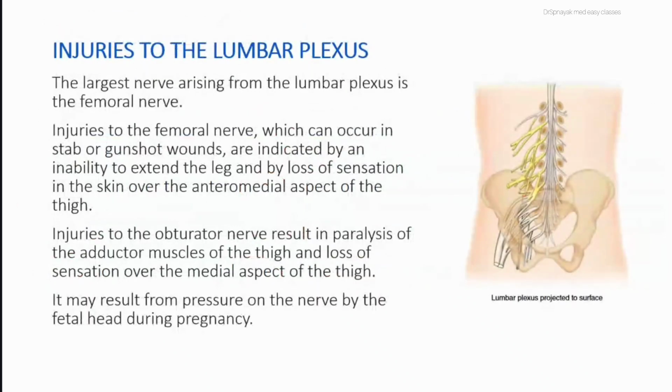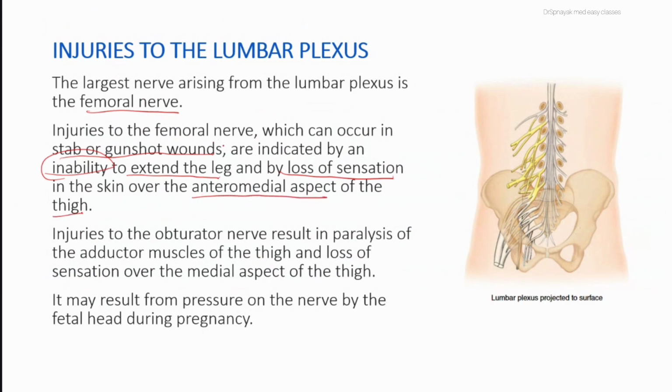What happens if injuries occur to the lumbar plexus? The largest nerve arising from the lumbar plexus is the femoral nerve, as we had seen in the previous table. Injuries to the femoral nerve, which can occur in stab or gunshot wounds, are indicated by an inability to extend the leg and by loss of sensation in the skin over the anteromedial aspect of the thigh.